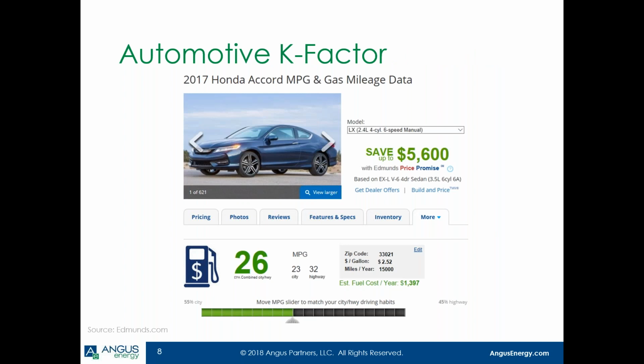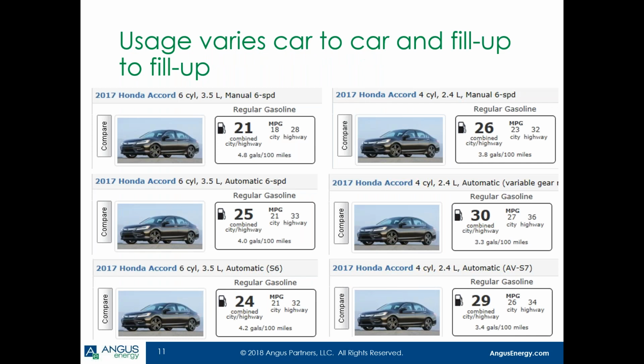Automotive K factors. So somebody buys a Honda Accord, right? You're going to see a couple of things here. They're going to get 27 miles per gallon. They're going to average 26 miles EPA, right? They get 23 if they're in the city. They get 32 on the highway. And even more important, there are a whole bunch of different types, right? Are you getting a manual? Are you getting an automatic? What sort of gasoline is it using? What is the cylinder of the engine, etc.?